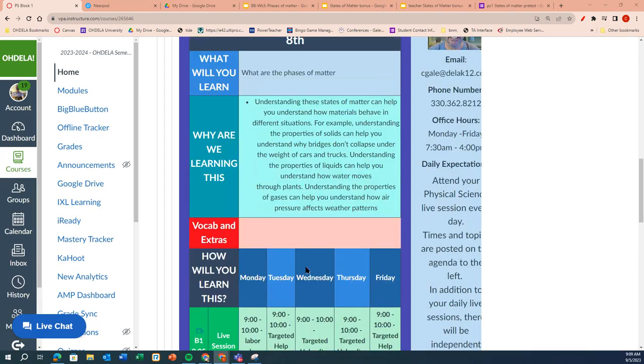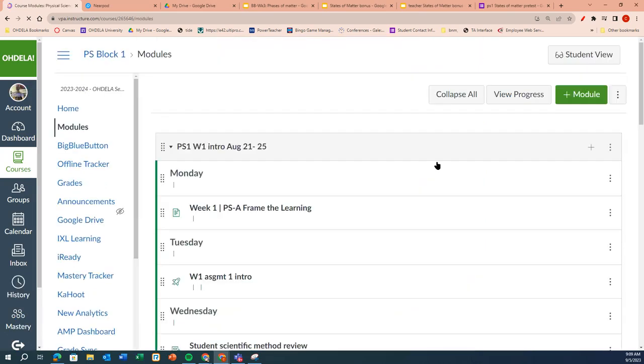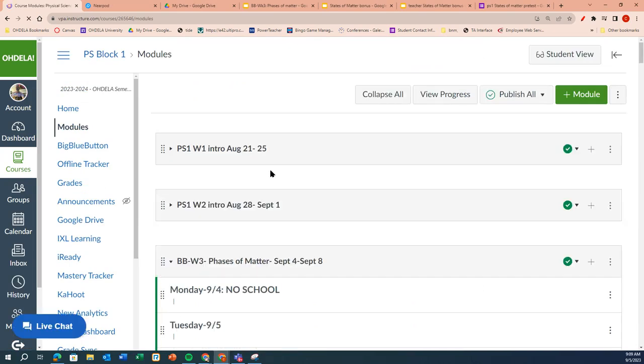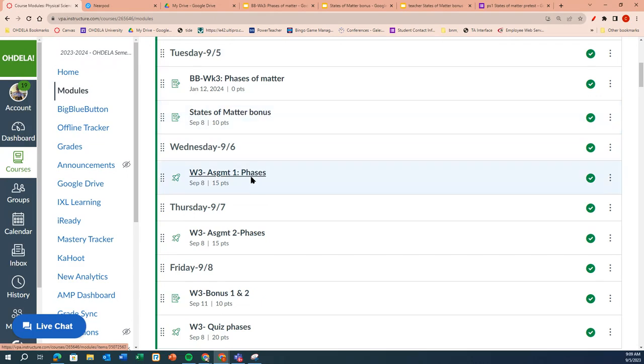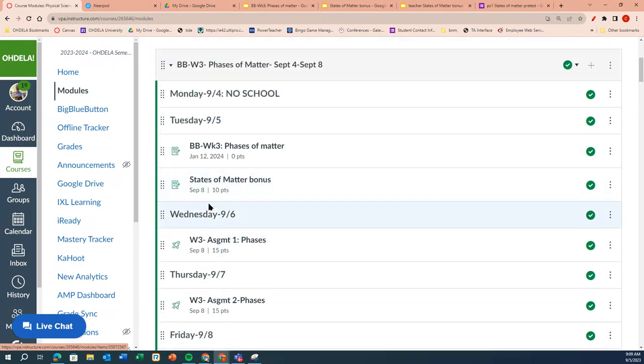So if you look in your modules, week three, come on, week three. Okay. So here are your phases of matter notes. There's a bonus. We're going to do that bonus today. Then we'll go over the homework assignment on phases. So there's a lot of things we're going to be doing today.